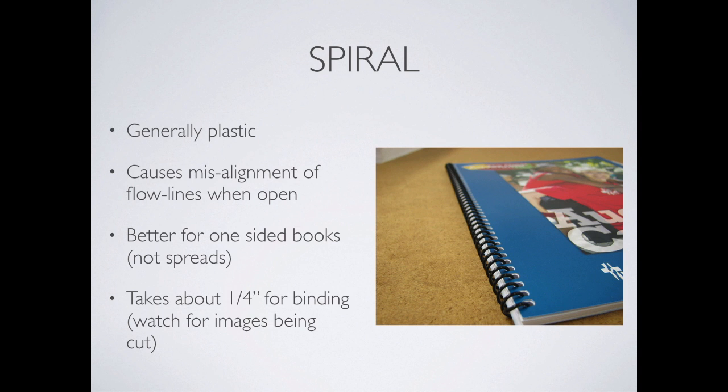The problem here is if you have facing pages, when the book opens you get misalignments of flow lines, because one is either higher or lower than the other, because the spiral causes the second page to go higher or to go lower. Let me see if I can go in the back and find an actual example so you can see it.